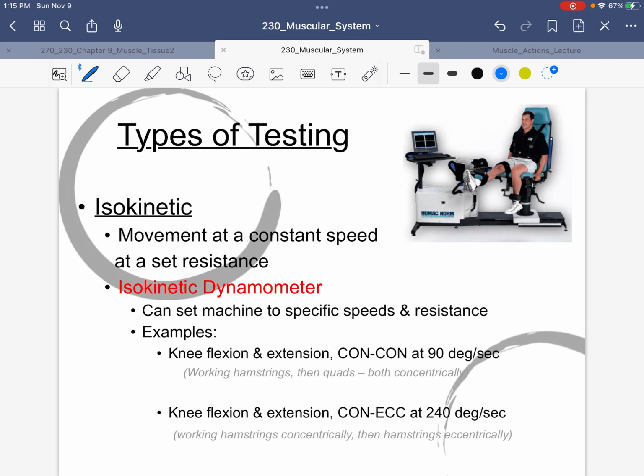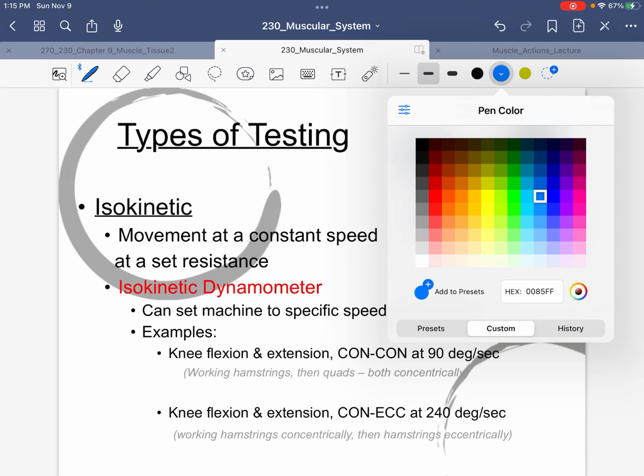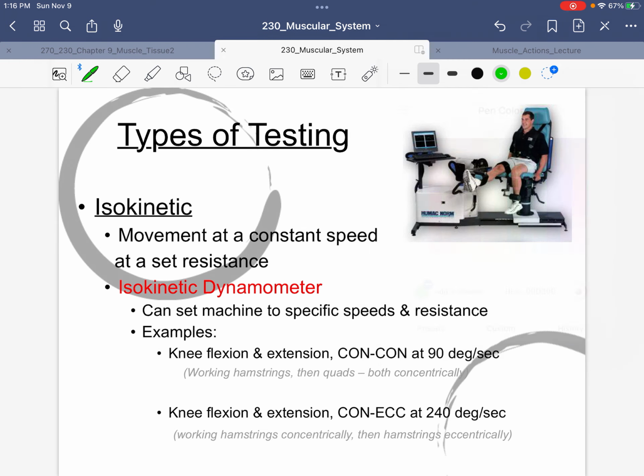Lastly, there is isokinetic. This can only be done with a machine. You might see this in rehabilitation or a high level of testing. This must be done with a machine. Maybe you've seen this. The benefit of isokinetic testing is that it can move at a set constant speed at a set resistance. You program the computer to be at a constant speed and a set resistance.